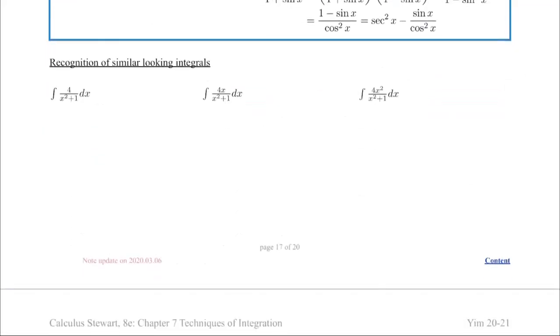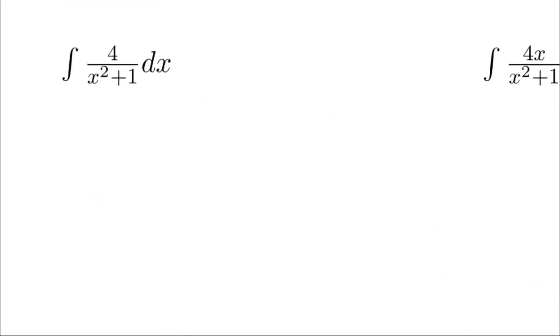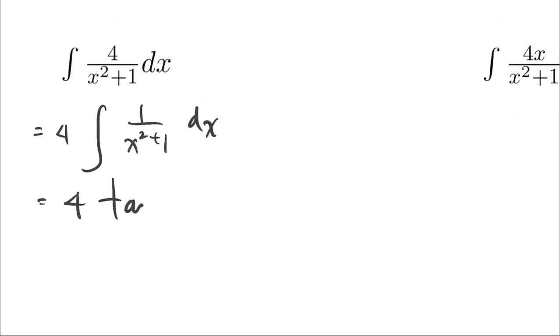Okay, let's look at 3 questions that look very, very similar, but they're ultimately different. Now look at this. That x squared plus 1 looks very familiar, right? So all you have to do is first factor out the 4, and we'll end up with 4 times the integral of 1 over x squared plus 1 dx. And we know that integration portion is what? Inverse tangent of x plus c.